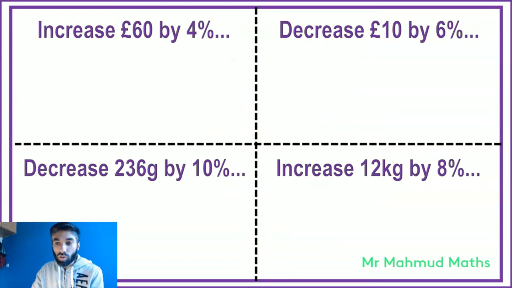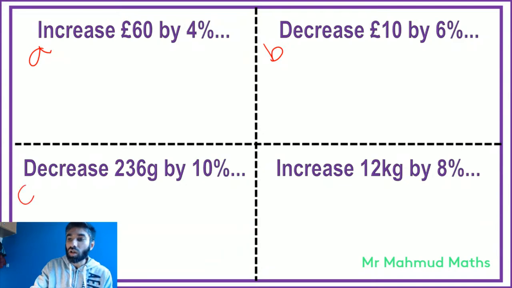Okay, there's four questions for you to try. So two on increase and two on decrease. Once you've found them, can you write down your answers? Whoops. Almost went to the answer. Can you write down your answer for all four questions? So let's say this is A, this is B, this is C, and this is D. Can you write down your answers with letters A, B, C, and D?